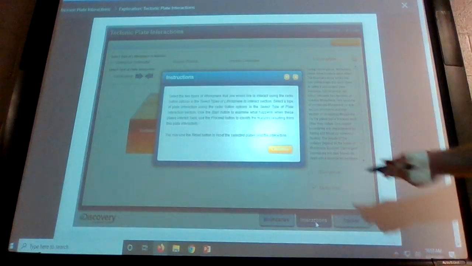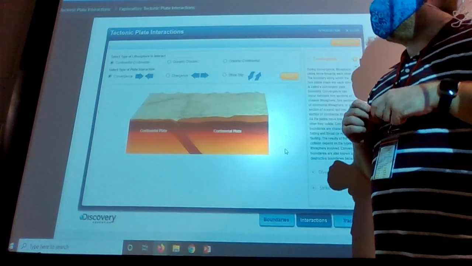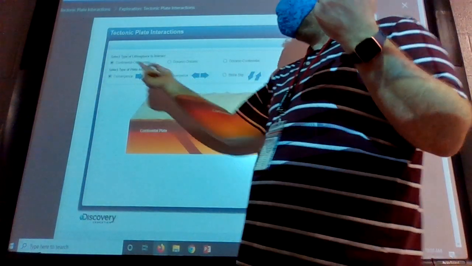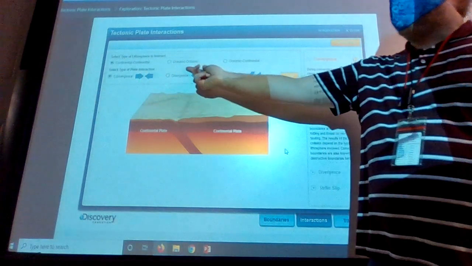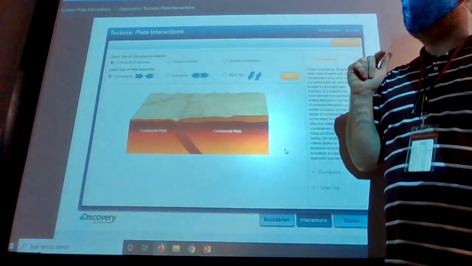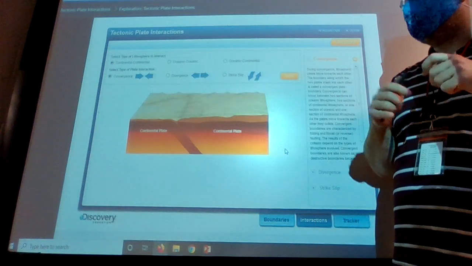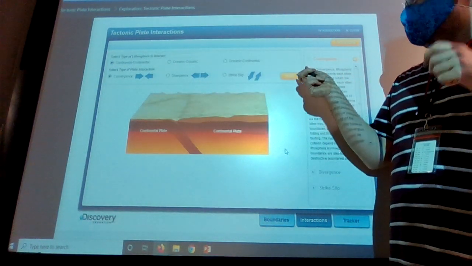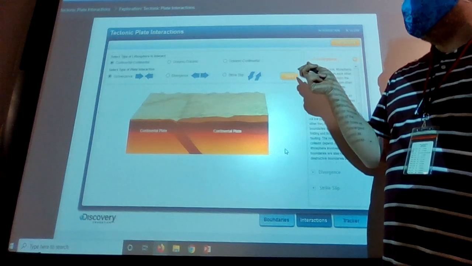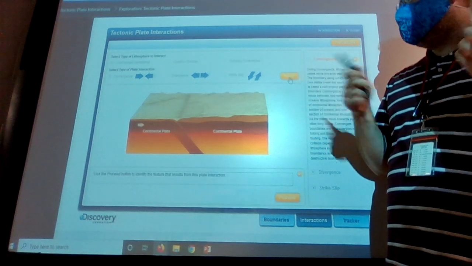So let's go to interactions. And they have three different types that we can choose from here. We can do continental, continental, oceanic, oceanic, or oceanic, continental. And we have convergence, divergence, and strike slip. So let's start with what they already have selected here. Continental, continental, convergence. Let's see what happens.